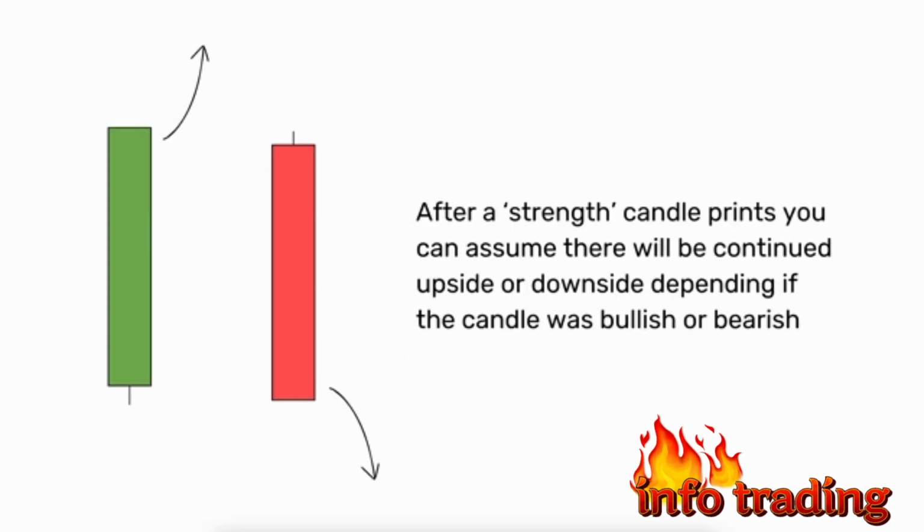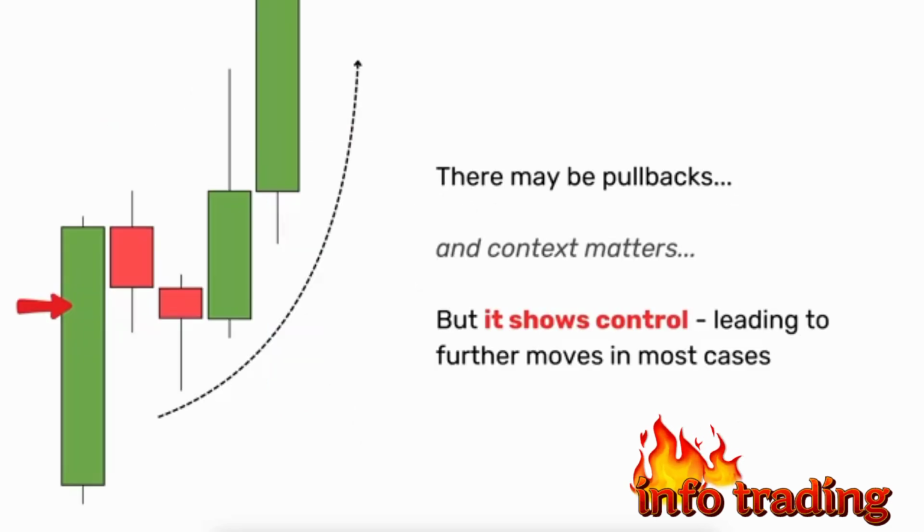And after a strength candle like this prints, you can assume there will generally be continued upside or downside, depending on if the candle was bullish or bearish. Now there will be pullbacks, and of course context matters, which we'll get into soon, but ultimately it shows control, leading to further moves in that direction in most cases. When we see these strength candles, we know 2 things. Number 1, we want to move with the strength. Number 2, we want to make sure that we don't trade against it. Very simple for getting good trades and avoiding bad ones.